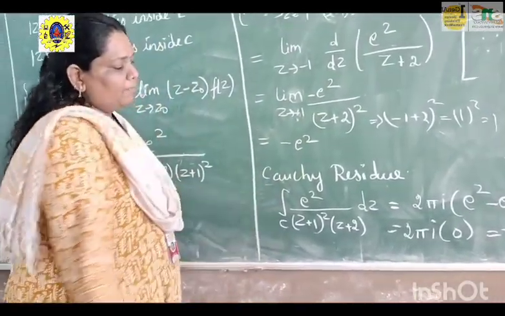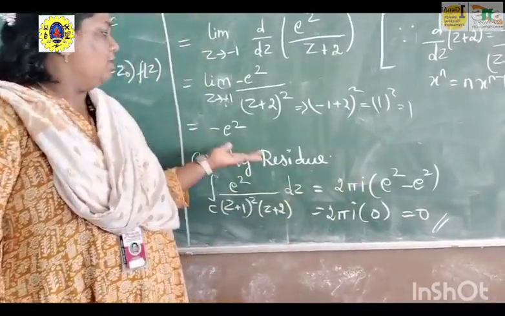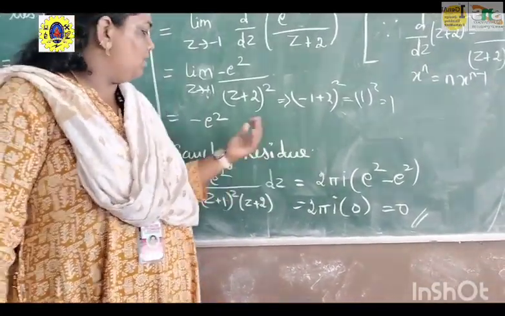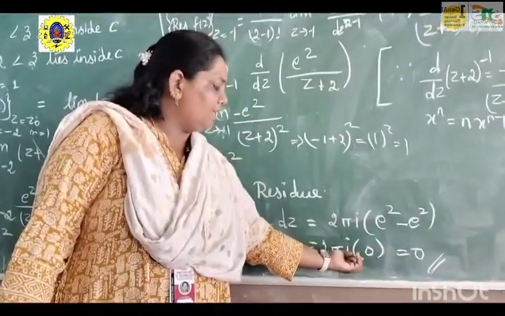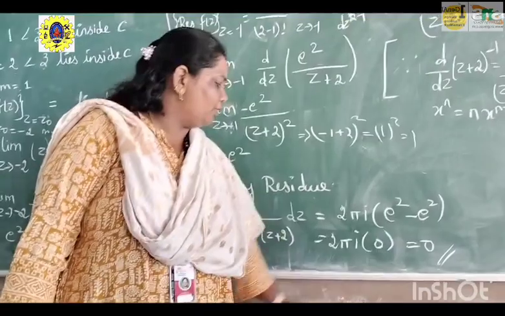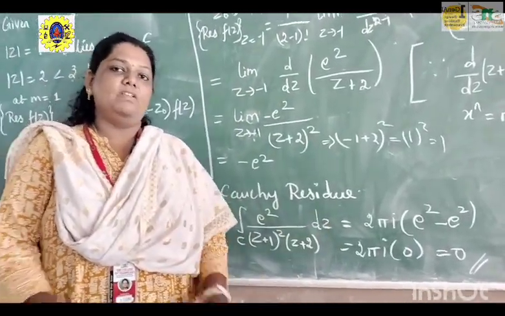We know the Cauchy residue formula is 2 pi i times the sum of the residues. The first value is e^2 and the second value is minus e^2. By adding both of these, we get 0, and 0 times anything equals 0. So the value of the integral for this function is 0. That's it. Thank you.